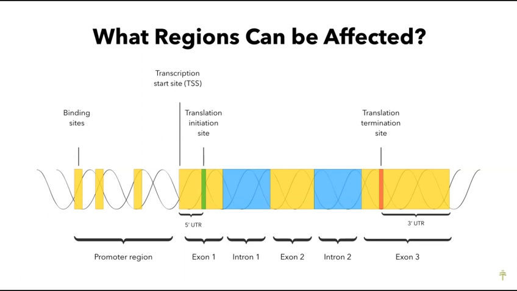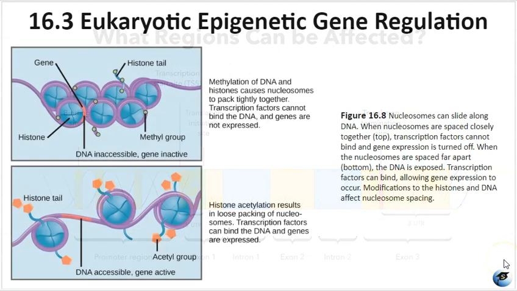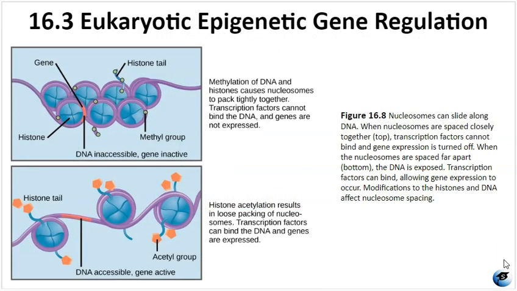Each one of these elements can have a significant effect on the level of gene expression, on alternative splicing, as well as other downstream regulation of pathways. Figure 16.8 is again showing how nucleosome spacing can allow or prevent transcription factors from binding to the DNA, and how histone modifications can cause a gene to be expressed or repressed.